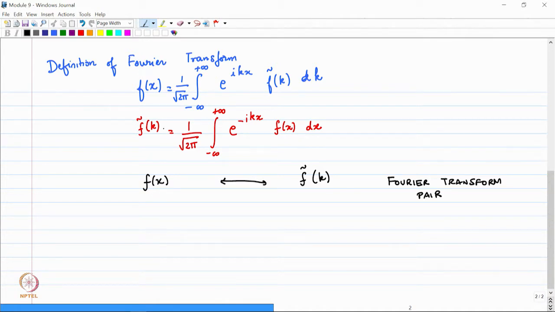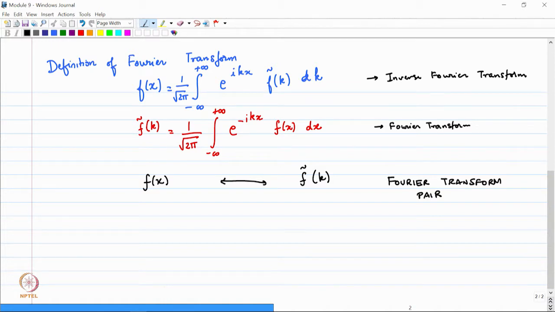Sometimes the second expression is called the Fourier transform, and the first is called the inverse Fourier transform. But I should emphasize that it is best to think of these two as a Fourier transform pair. So, if you call one the Fourier transform, then the other will be the inverse Fourier transform.